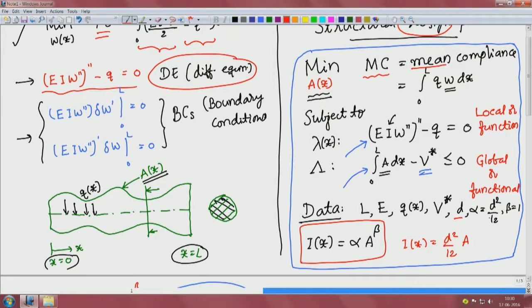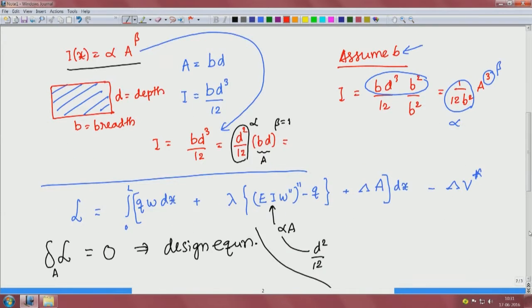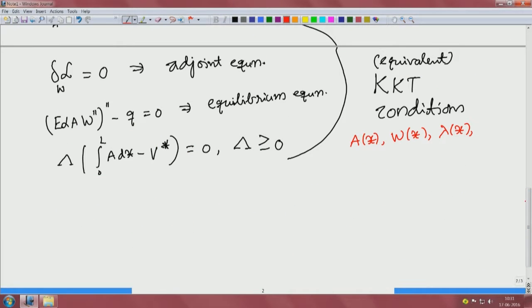So, here I am saying A is a design variable, that is an unknown. So, we list it in the unknown part, and then lambda we do not know, capital lambda we do not know, and W we do not know, everything else we know here. So, that check will always be useful.